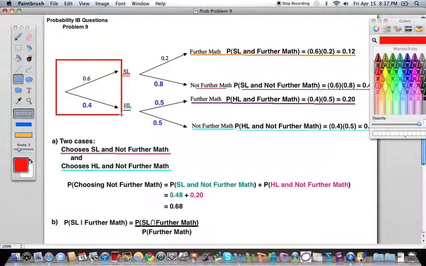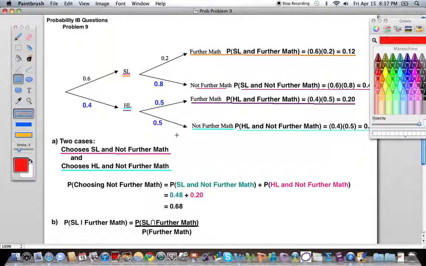We know that when we add these two probabilities together, they have to equal 1, because they're complements of each other. So the complement of choosing SL is that you choose HL. The complement of choosing further math is that you choose not to do further math, and vice versa. In order to complete this, we can just use the knowledge that this plus this is equal to 1, this plus this is equal to 1, and this plus this is equal to 1. We fill that out, and now we have a tree diagram that we can use.